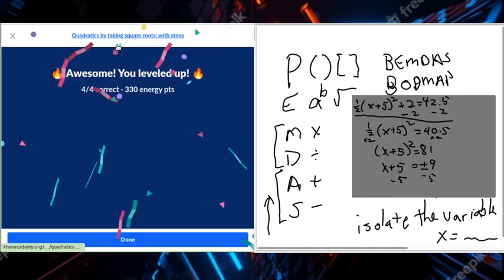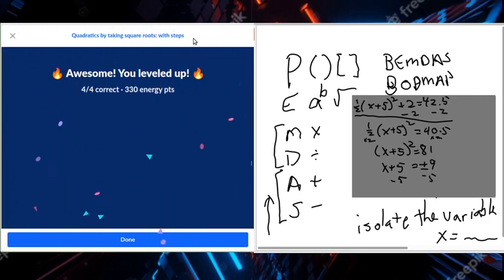Okay, that is quadratics by taking square roots with steps. I hope that helps you solve the problems.